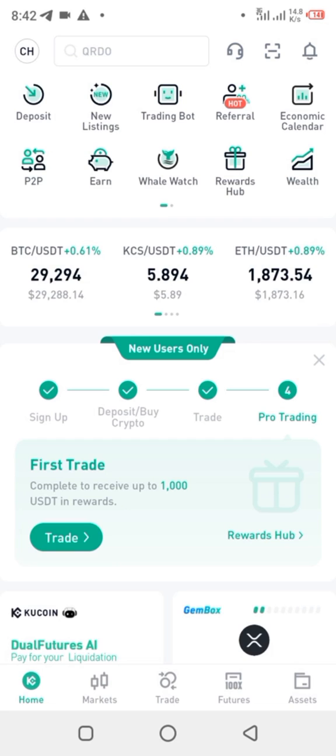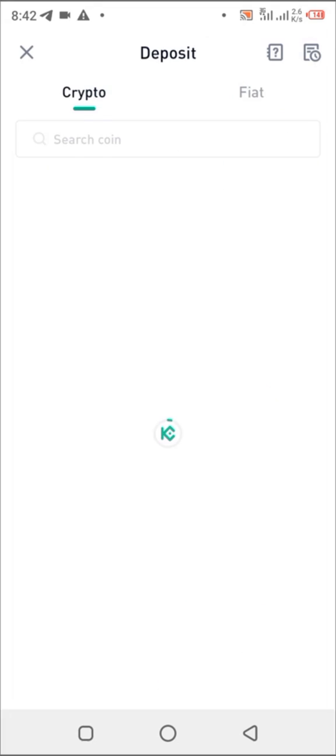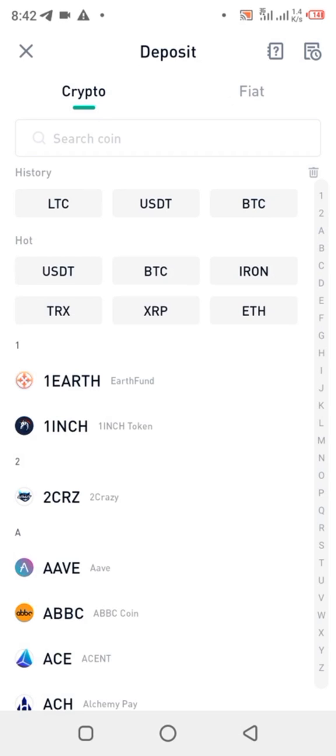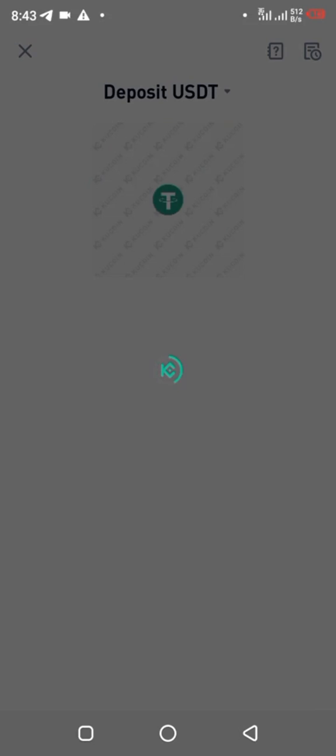After that, for you to be able to start trading with this application, you have to have crypto assets. You can deposit crypto assets. You click deposit for you to be able to deposit crypto from your Binance, Trust Wallet, or another platform where you have crypto assets. You can deposit Litecoin, USDT, BTC, Ethereum, and other coins. But in this case, let's try depositing USDT because we will be using USDT mainly in our trading.